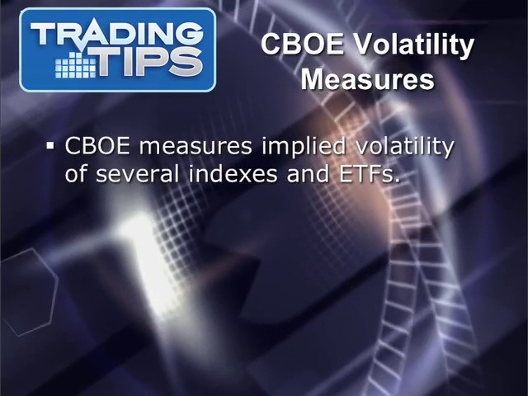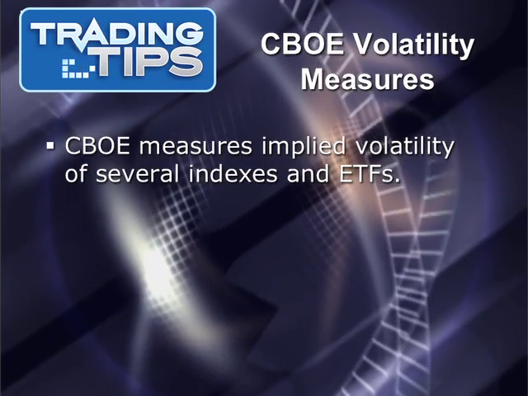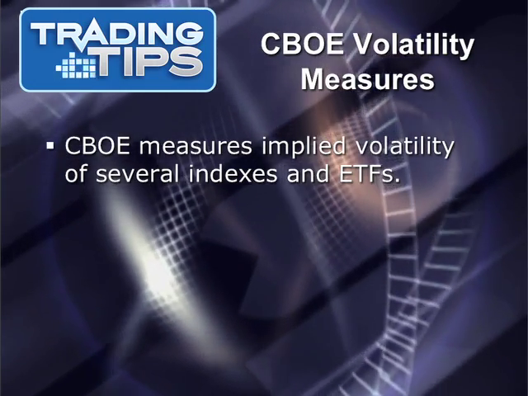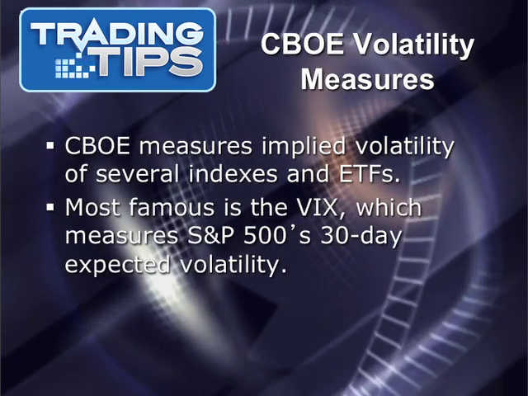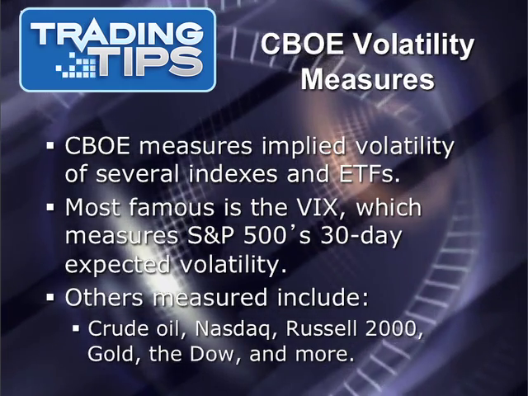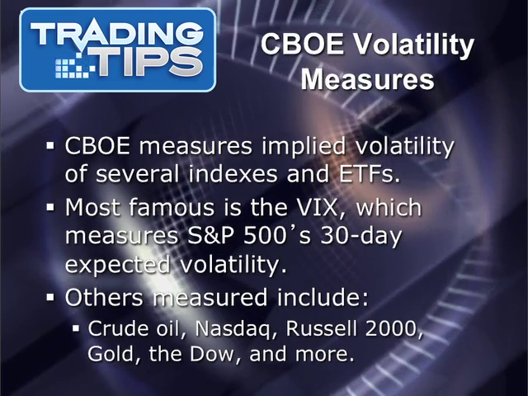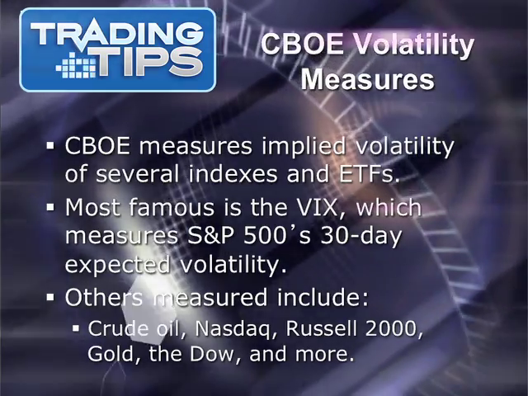The Chicago Board Options Exchange measures the implied volatility of a number of indexes and ETFs. Most famous is the S&P 500's, which is widely known as the VIX. But the VIX isn't the only volatility index. The CBOE also calculates implied volatility for crude oil, the NASDAQ 100, the Russell 2000, gold, the Dow Jones Industrial Average, and a handful of others too.